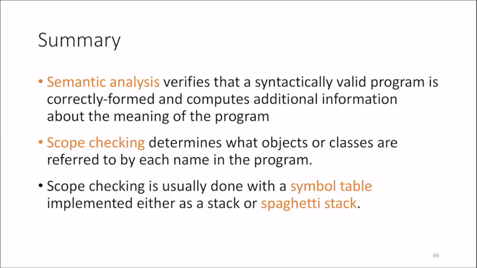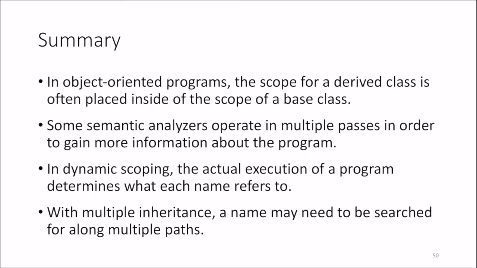So in summary, semantic analysis verifies that a syntactically well-formed program is additionally passing all the semantic tests that we need. And that will help us when we do code generation, so we don't end up generating code for something that's semantically incoherent. And scope checking determines what objects, classes, functions, variables are referred to by each name in the program. The scope checking is done using a symbol table. There are various issues with scoping and inheritance in object-oriented programming languages. And sometimes you need to do multiple passes in order to gain information to find all the semantic errors in the program. And in dynamic scoping, the actual execution of a program determines what this name refers to.